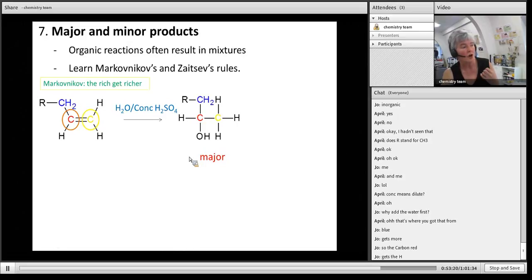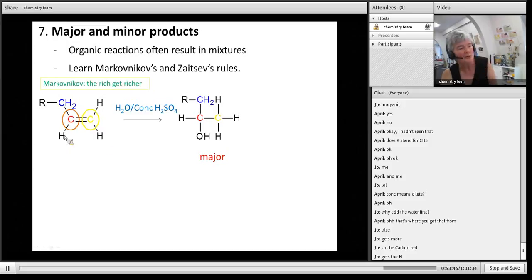I'm getting confused with my two things. Let's start again here. I've got 2 carbons there, and I've got 2 over here. This carbon only has 1 hydrogen. This one has 2 hydrogens. That one has 1 hydrogen.